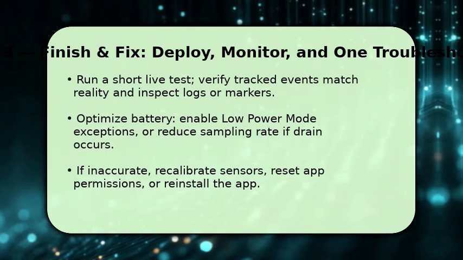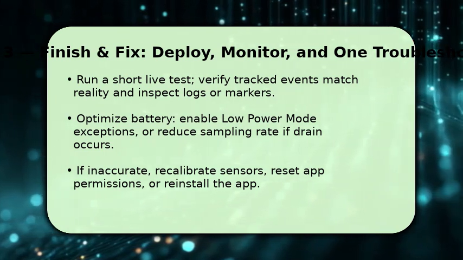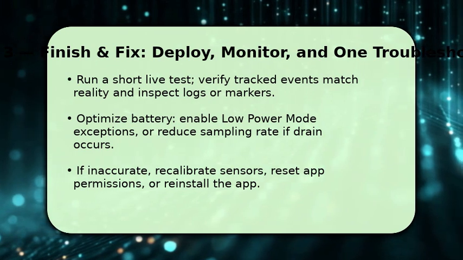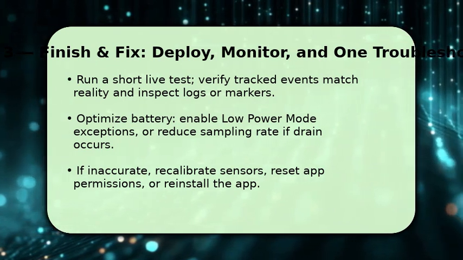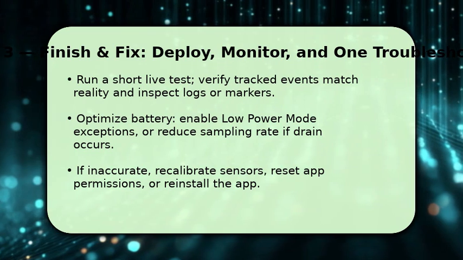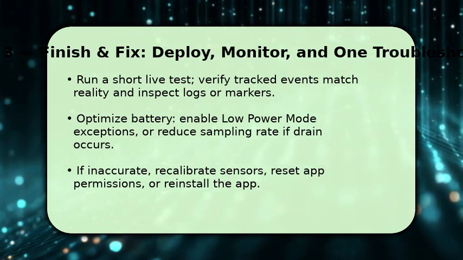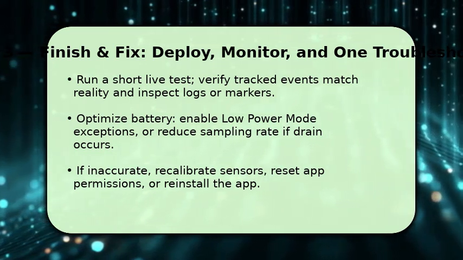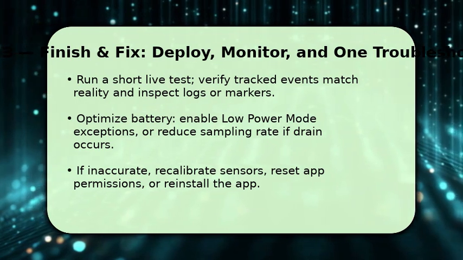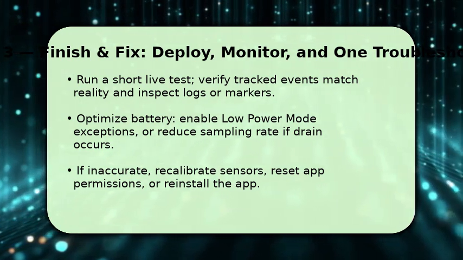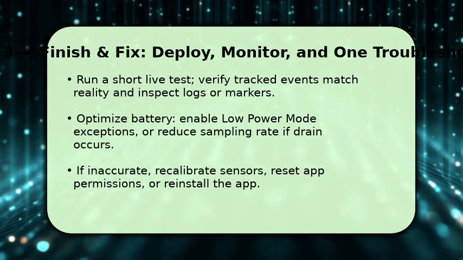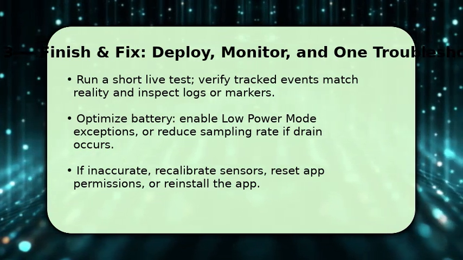To preserve battery, make sure the app has low power mode exceptions or reduced sampling rate. This balances accuracy and drain. If things still fail, reset permissions, force quit and reinstall the app and test again. One key troubleshooting tip: toggling location and motion permissions off and on often clears caching errors and restores expected behavior.